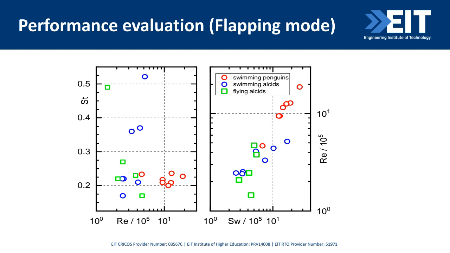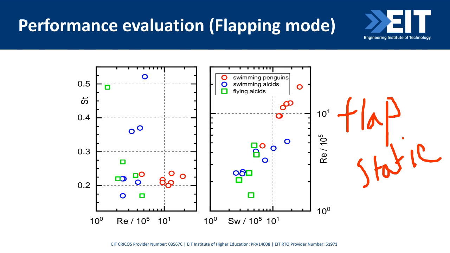And that is again jump into this part, the flapping mode. At the beginning I said penguin both shows flap and static mode. So this figure is for the flapping mode. I did say the Strouhal number should be in the range of 0.2 and 0.4. If we found the Strouhal number between this range, then we can say that yes, the flapping mode is efficient.